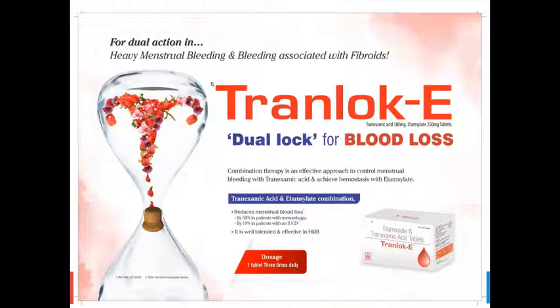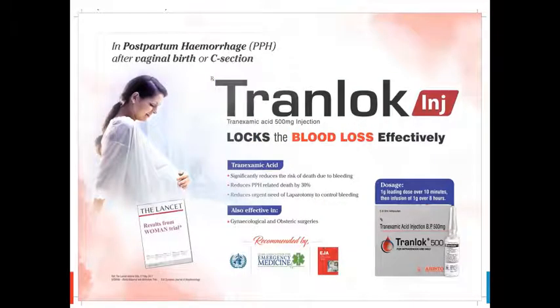Doctor, in postpartum hemorrhage after vaginal birth or C-section, prescribe Tranlock injection. It is tranexamic acid 500 mg injection. It locks the blood loss effectively. Doctor, tranexamic acid significantly reduces the risk of death due to bleeding. It reduces PPH-related death by 30%. It reduces urgent need of laparotomy to control bleeding. It is also effective in gynecological and obstetric surgeries.